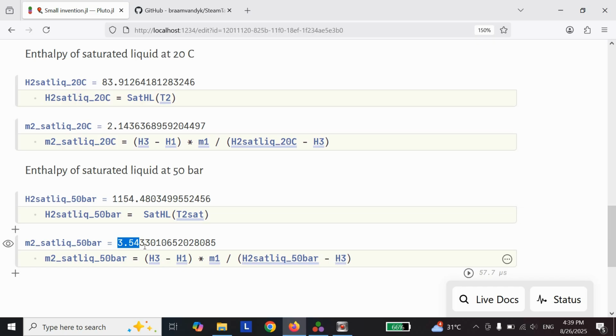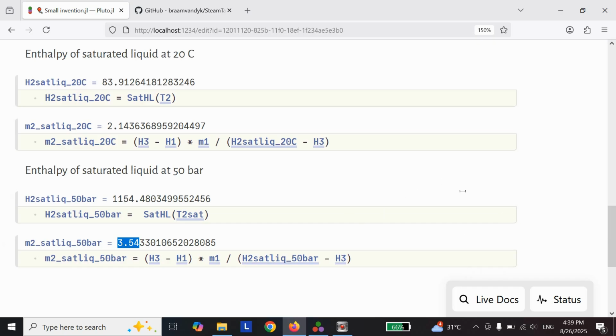Okay. So if you want to use the enthalpy of saturated liquid in place of the enthalpy of subcooled liquid, you need to fix the temperature to be the same, not the pressure. Otherwise, the error will be tremendous.